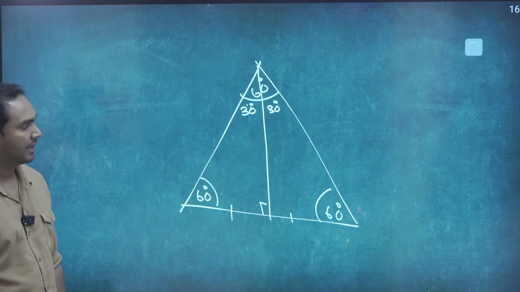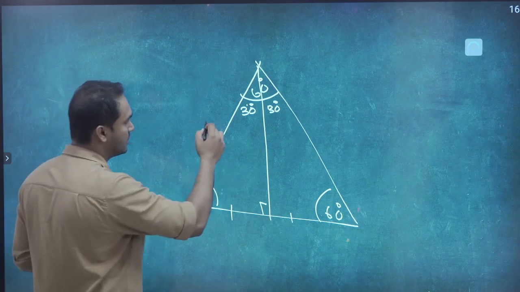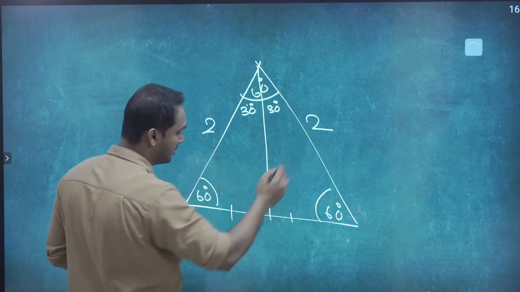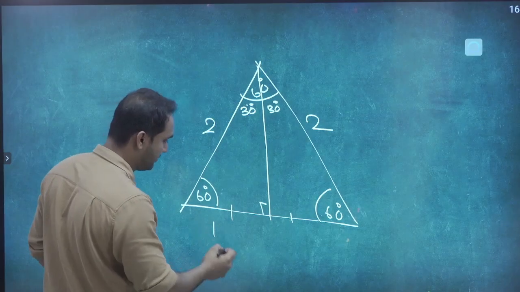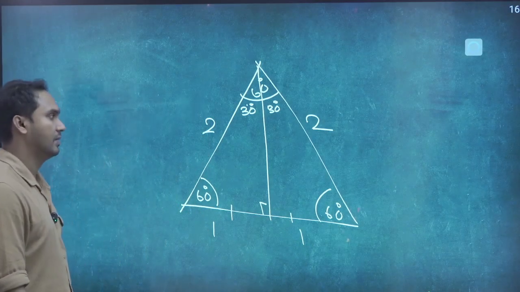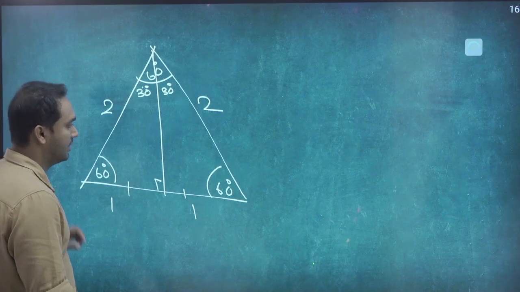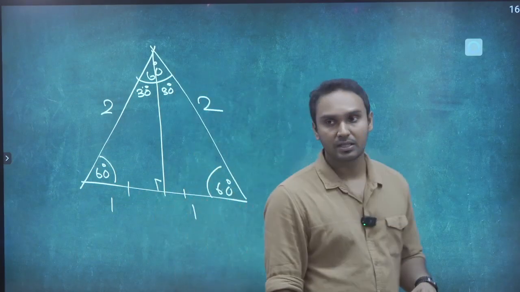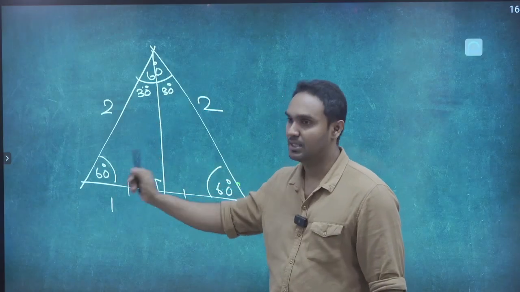I'm taking the side length of the triangle as 2, right? So each part is 2. So these two equal parts should be how much? 1. And this is also 1, right? So using this triangle, I'm going to find the trigonometric values for 30 and 60, right?